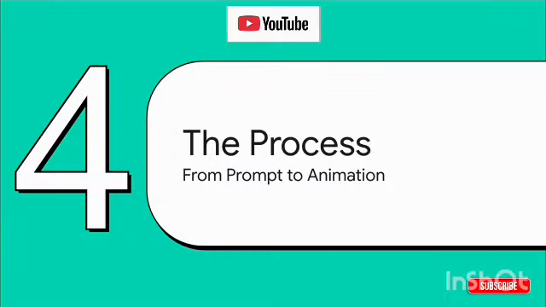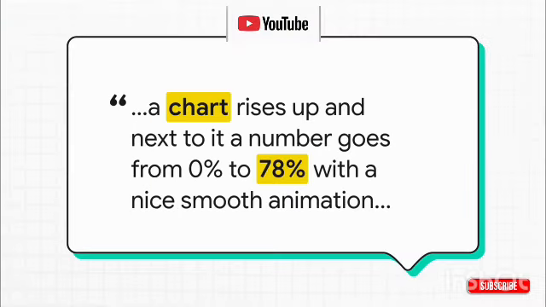Okay, now for the really fun part. Let's actually see how a simple text prompt gets transformed into a fully finished animation. This is where you stop being just a creator and start being a director, telling your AI exactly what to do. You can start with something as simple and clear as this prompt right here. It's a very direct instruction, right? You're asking for a chart, a number counter, a smooth animation, and even a specific visual touch like a glow effect. No code, no timeline, no keyframes, just your words.